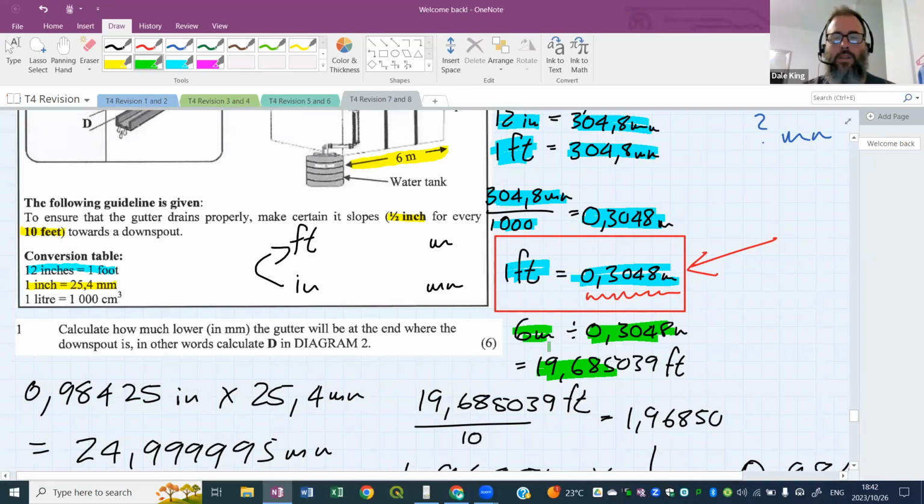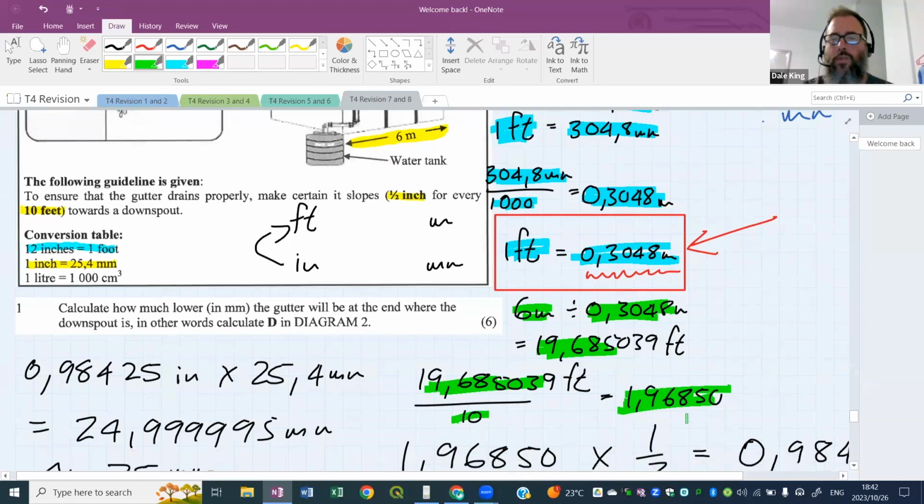And then I want to say to myself, all right, well, every 10 of those feet, I must drop by a certain number of inches. All right. So I said, how many 10s do I have in there? So I divided my 19, blah, blah, blah, by 10. I said, oh, I've only got 1,9. Almost got 2 groups of 10 or 20. All right. So I almost have 2 of these sections.